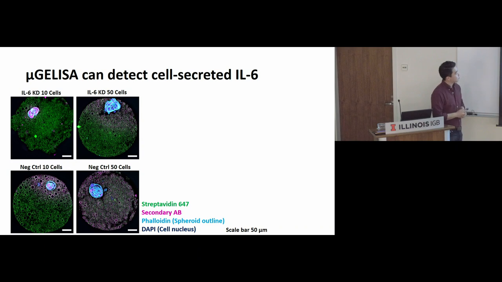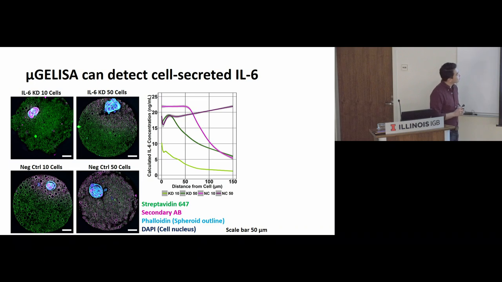So first, let's try to detect some cell-secreted IL-6 instead of relying on recombinant IL-6 that you just buy. I knocked down, by using siRNA, the IL-6 on some of the hepatic stellate cells and not on some, as a negative control. And you can see that the ones that were knocked down on IL-6 have less detection of the IL-6, which is the result that we wanted.